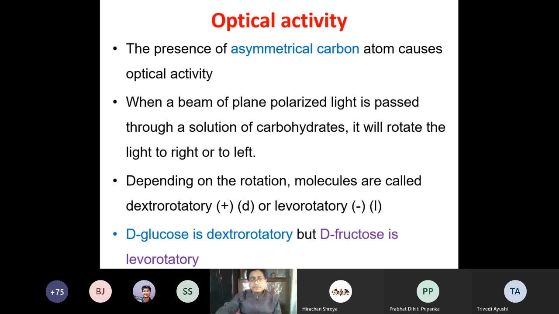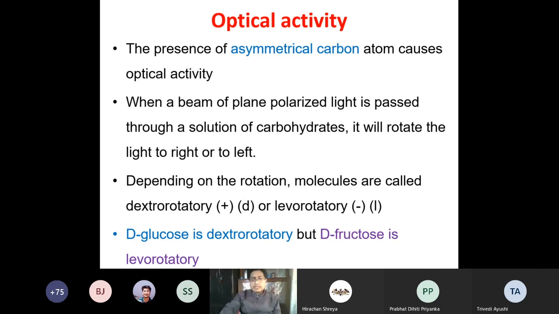Now we'll go to optical activity. The presence of asymmetric carbon or chiral carbon atoms causes optical activity. Then what do you understand by optical activity? When a beam of plane polarized light is passed through the solution of carbohydrates, it will rotate the light either to the left or to the right. This is the optical activity. Depending upon the rotation, molecules are named as dextrorotatory or levorotatory.